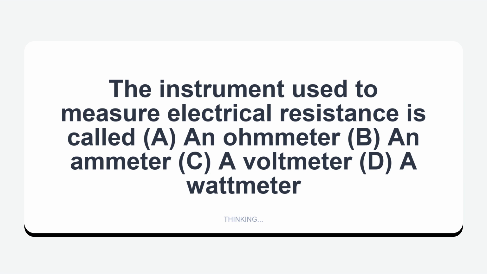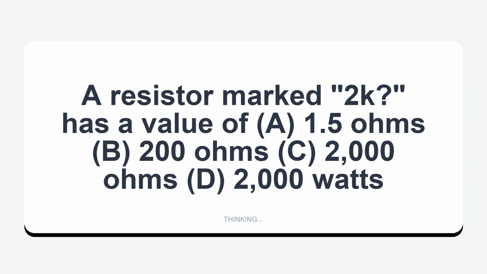The instrument used to measure electrical resistance is called A. an ohmmeter, B. an ammeter, C. a voltmeter, D. a wattmeter. A. A resistor marked 2K has a value of A. 1.5 ohms, B. 200 ohms, C. 2000 ohms, D. 2000 watts. C.